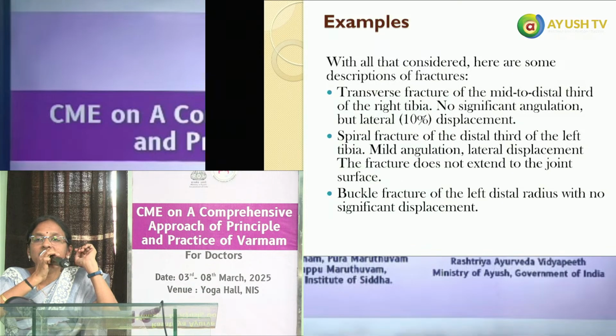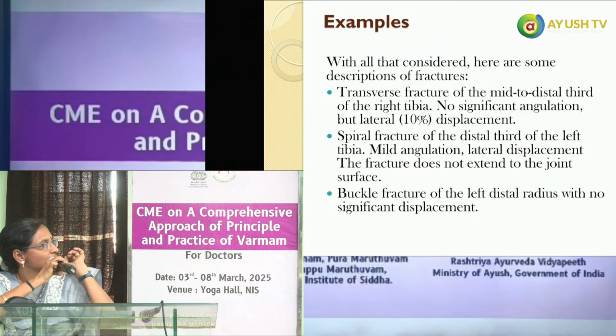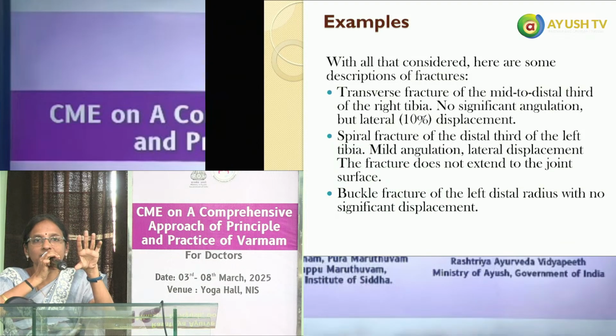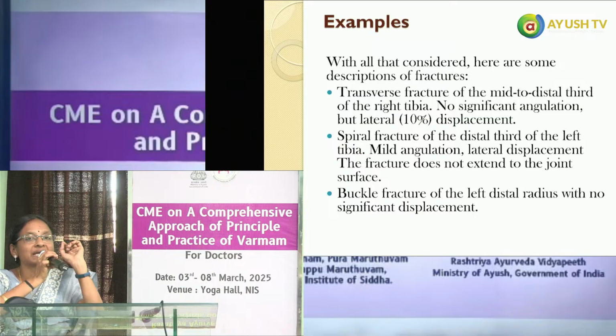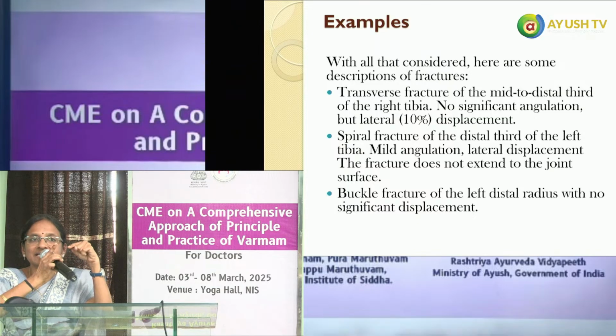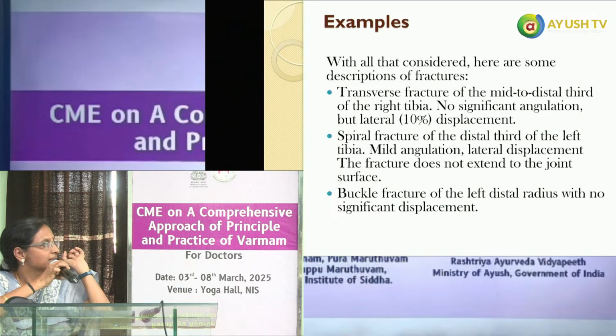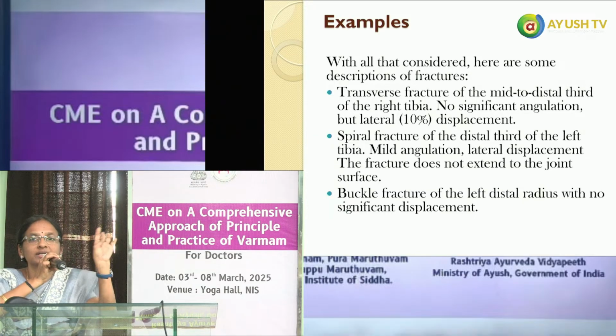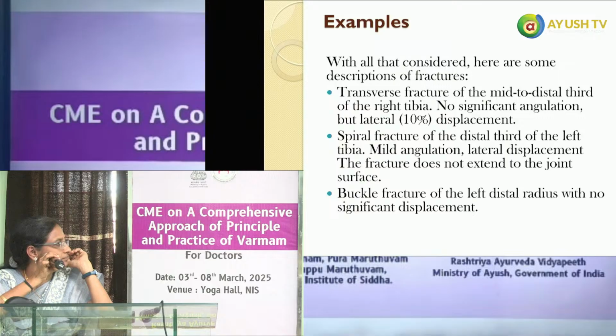The second example will be a spiral fracture. So some twisting injury has happened. There is a spiral fracture in the distal third of the left tibia. So in the lower one third of the left tibia, the spiral fracture is there. Mild angulation. So the upper segment and the lower segment form a small angle. Lateral displacement is there. This fracture does not extend to the joint surface. So joint involvement is excluded.